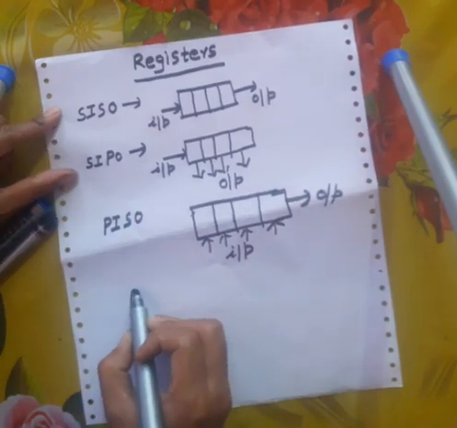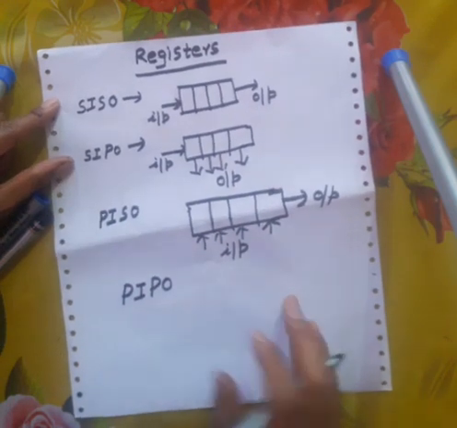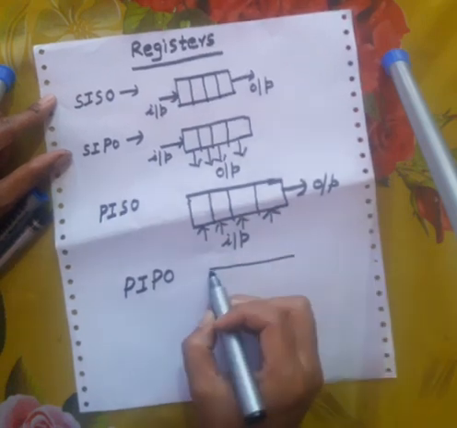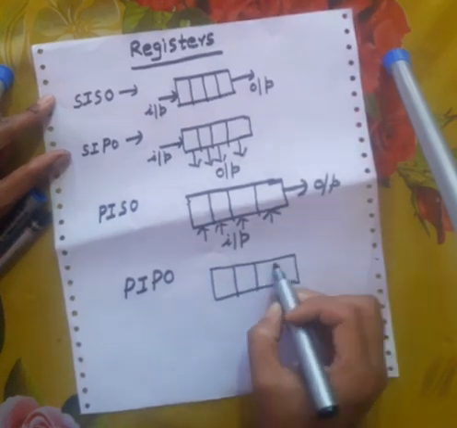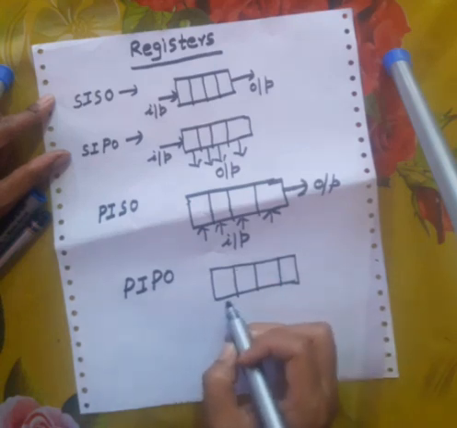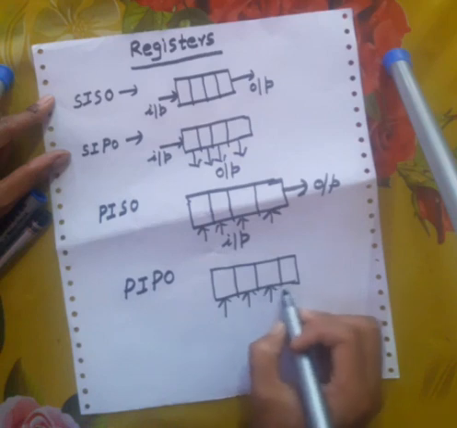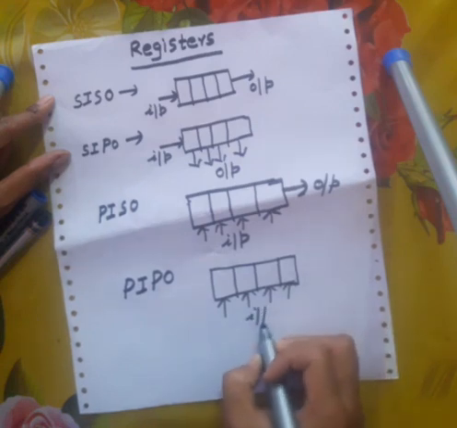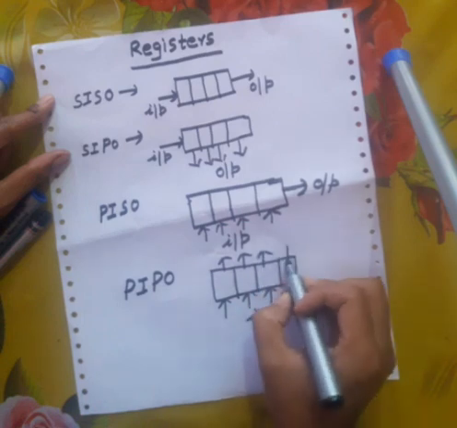Next one is parallel in, parallel out. In this, input as well as output are taken parallelly, or you can say simultaneously. You are giving input parallelly as well as you are taking output parallelly.